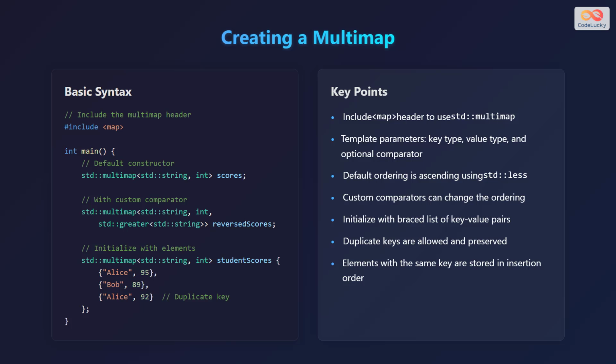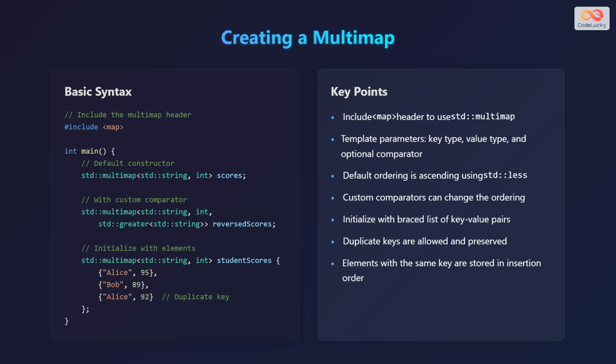For example, std::multimap<std::string, int> scores creates a multimap where the keys are strings and the values are integers. To define a custom comparator, you can specify it as a third template parameter. For example, std::multimap<std::string, int, std::greater<std::string>> reverse_scores creates a multimap that sorts keys in descending order.